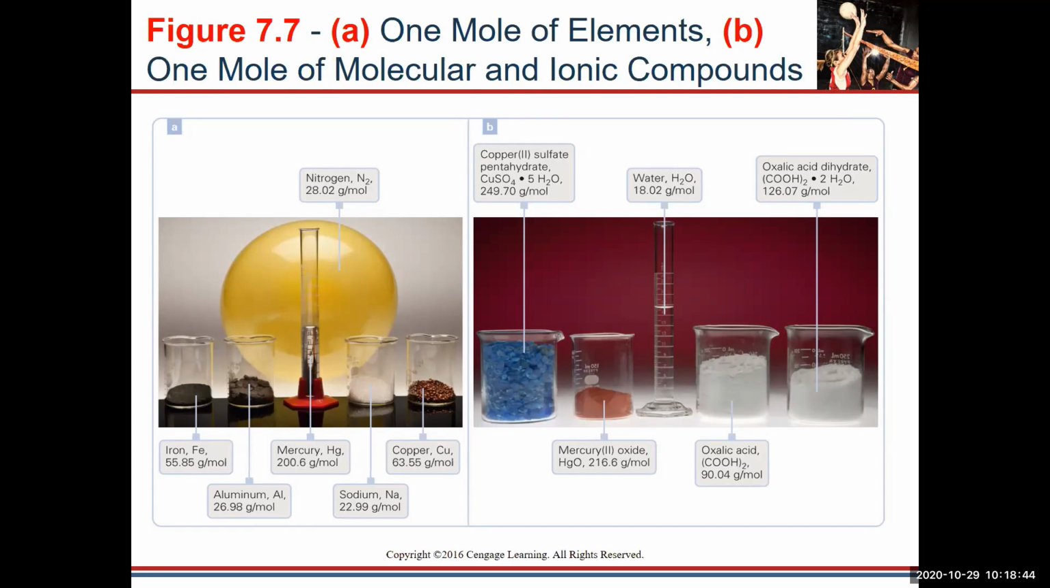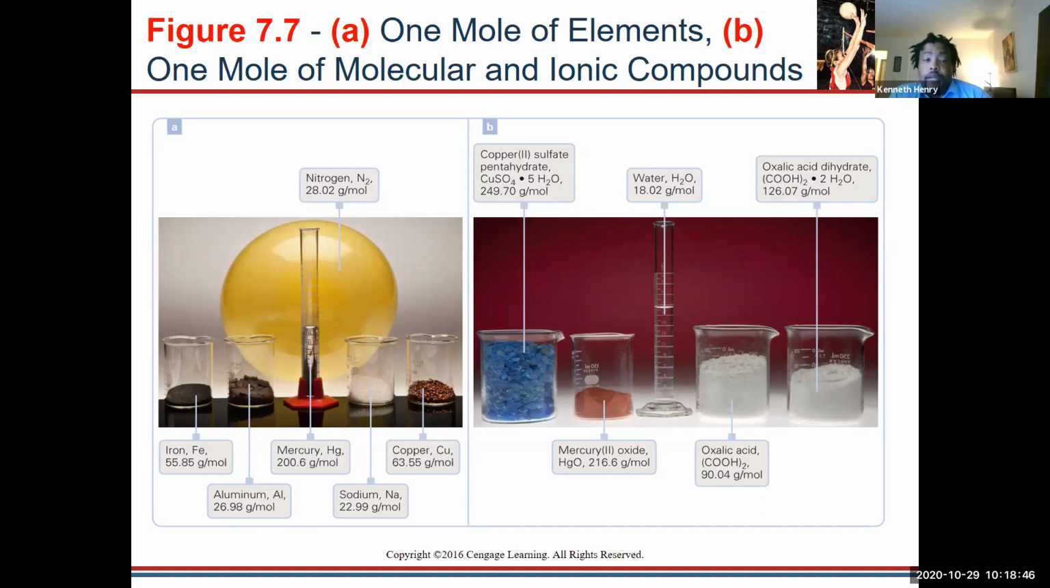55.85. That's how many grams? 55.85. How many atoms of iron are there?